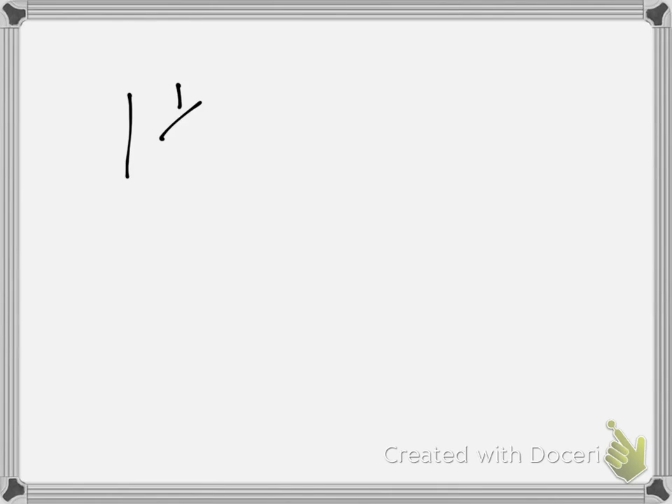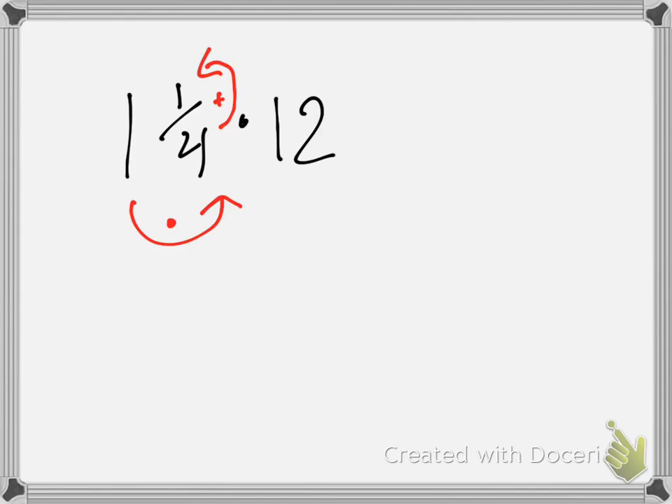Perfect. We multiply 1 1/4 by 12. But we can't necessarily do that. So what do we need to do, Lucy? Turn it into an improper fraction. We went over this on our last lesson. We multiply times the denominator and then add that to the numerator.